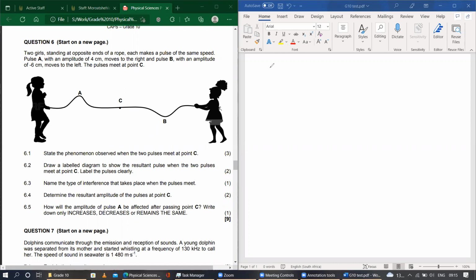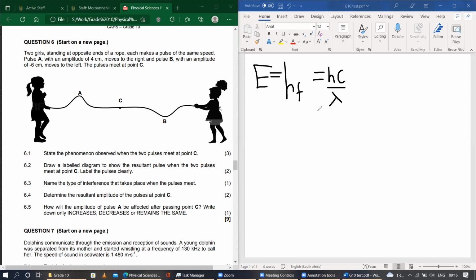So the formulas I showed you on Thursday was E equal to HF, which is also equal to H times the speed of light over the wavelength.